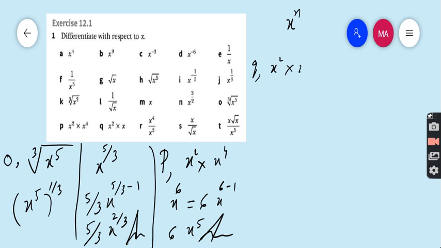X square into x. So it is x to the power 2 plus 1, x3. Power right first, 3. Subtract 1. So, sorry, 3 minus 1. So 3x square is the final answer of part Q. Move to part R.